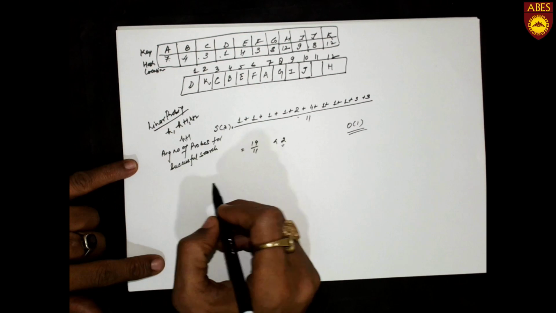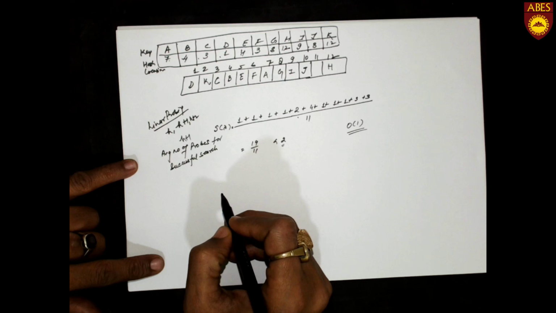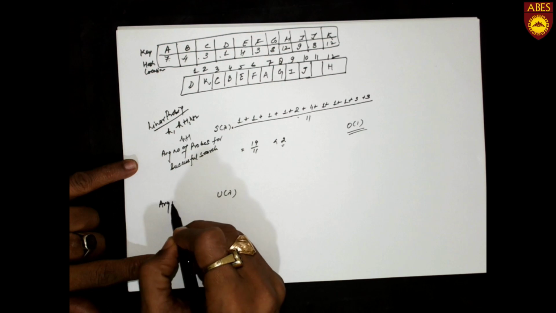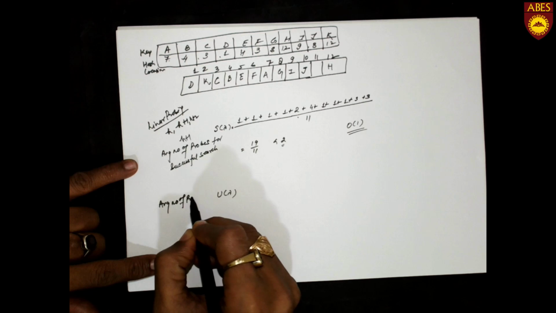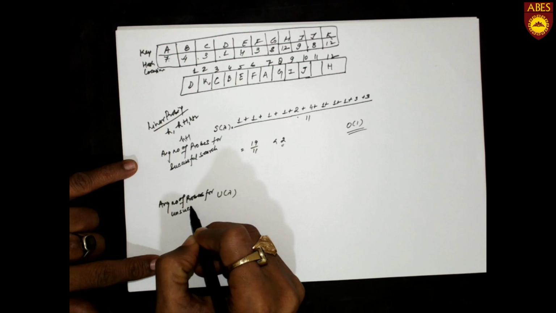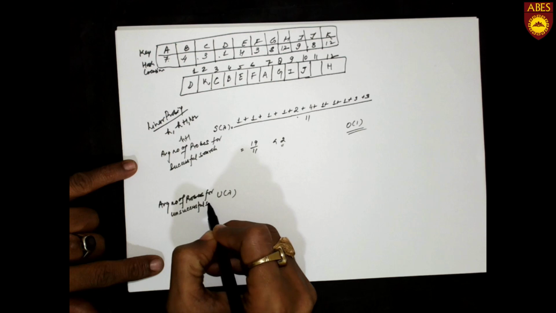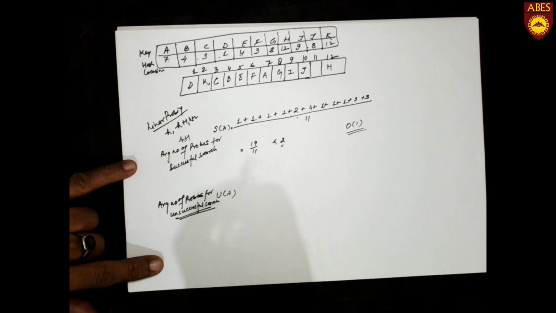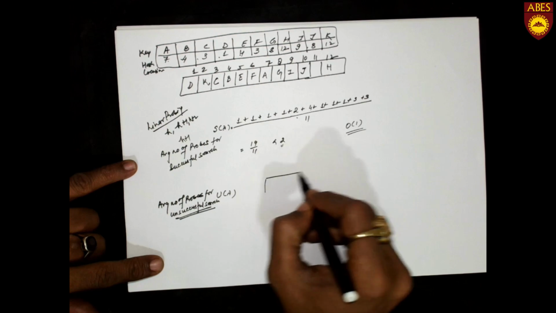Now let us compute another terminology that is known as U lambda. It means this is telling you the average number of probes for unsuccessful search. Meaning of unsuccessful search is that I was looking for an element and that element is not there in the table. Suppose I have a table.